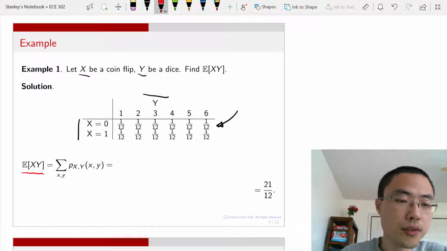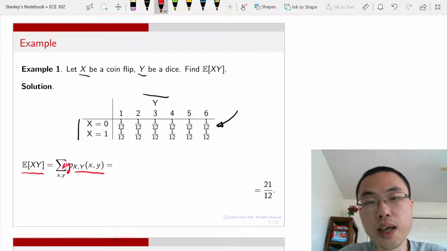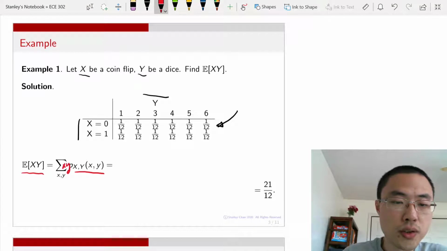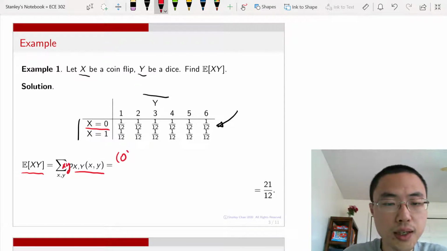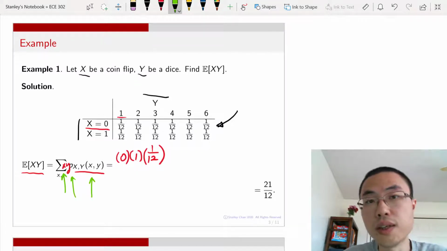Now, if you follow our definition, you can see that we have to take the summation of X times Y, and then times this joint PMF. So how do we do that? Well, let's look at the first row. You have X, which is 0, times Y, which is 1, and then you have the probability, which is 1 over 12. You see that you have the X value, the Y value, and then the PMF.